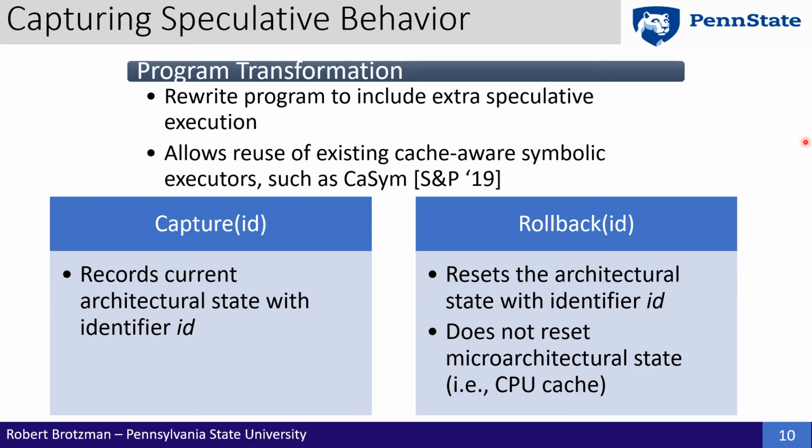Now, the key thing to notice about rollback is that we will not be resetting the microarchitectural state. For example, it will not reset the CPU cache. And this is important because on actual hardware, when speculative execution is determined to be incorrect, the processor will roll back the architectural state. However, it will not roll back the microarchitectural state. And as we have seen, that is where these side channels actually manifest.